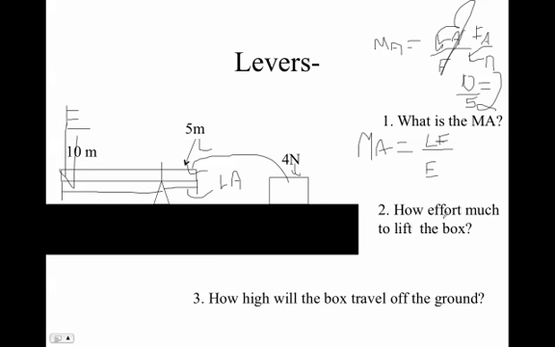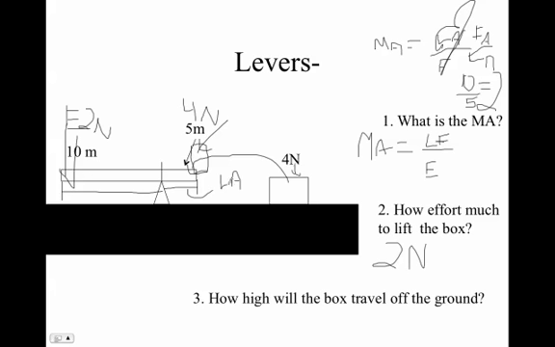So let's see if we can find out how much effort we'd need to lift the box. If we put the box here, if the MA is 2, that means we only have to put in 2 newtons on this side to lift the box of 4 newtons. Remember, we've doubled our force, so whatever it is here, whatever we lift on the other side is twice as much. So what would our force be? 2 newtons to lift a 4 newton box.